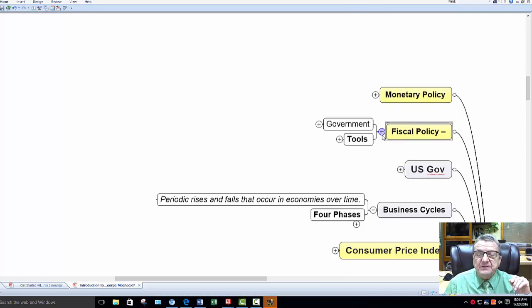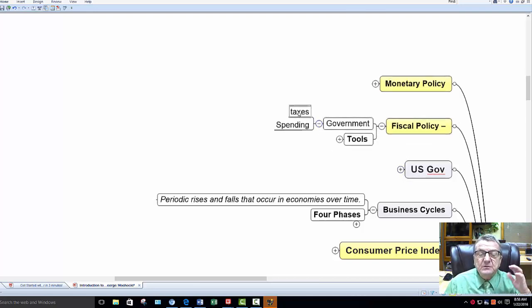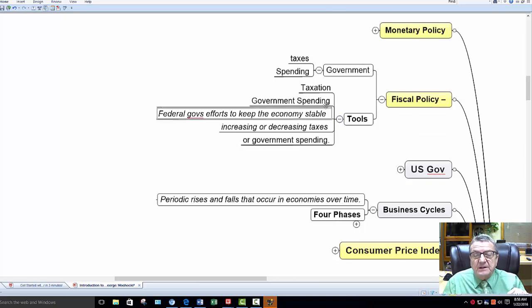Okay. Now, the fiscal policy. These are what the government uses. Remember, you're going to have a fiscal policy and a monetary policy. We're going to talk about the monetary policy in Chapter 20 on banking, if I'm not mistaken. So how does the government, the 2 different branches, how do they get money? They tax you and they spend. That's how they can control the fiscal policy. So the government has tools: taxation and government spending, the federal government's efforts to keep the economy stable.